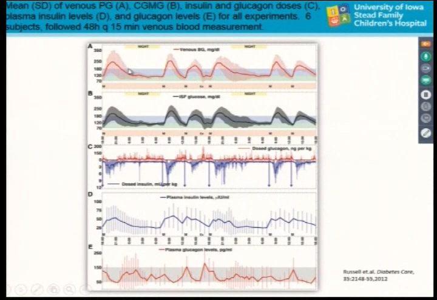This is the blood sugar over 24 hours, and this is the interstitial glucose, which was measured by the sensor, which tracks it very well. And here's where the glucagon was injected, or insulin was injected.